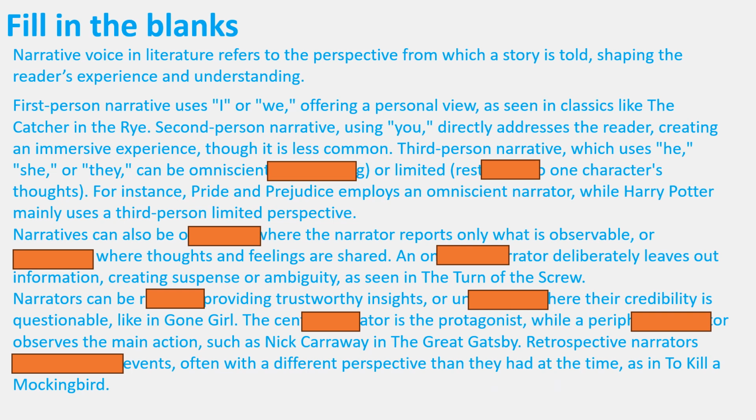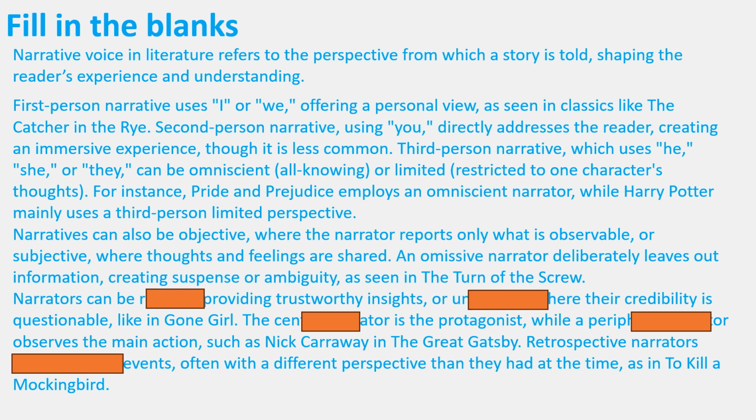Third person narrative, which uses he, she or they, can be omniscient or limited, restricted to one character's thoughts. For instance, Pride and Prejudice employs an omniscient narrator, while Harry Potter mainly uses a third person limited perspective. Narratives can also be objective, where the narrator reports only what is observable, or the opposite of that, subjective, where thoughts and feelings are shared. An omissive narrator deliberately leaves out information, creating suspense or ambiguity, as seen in The Turn of the Screw.